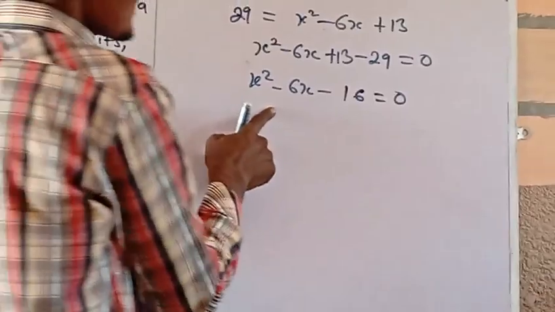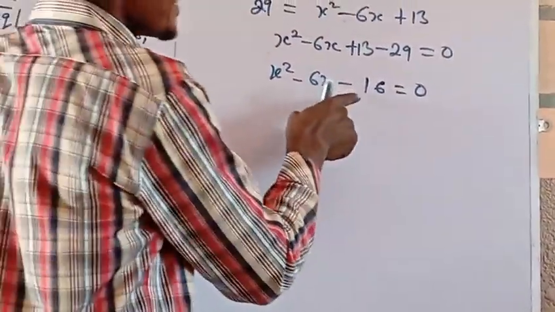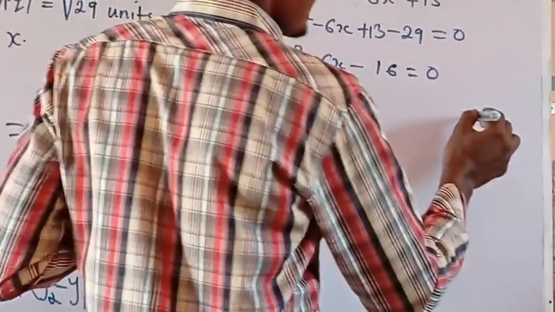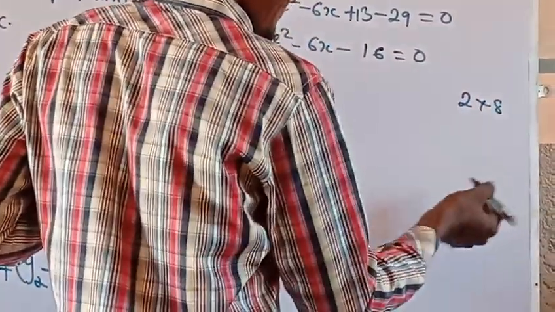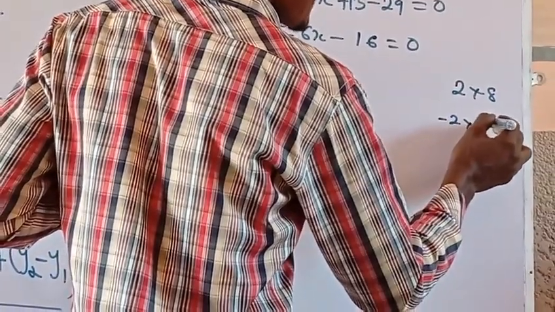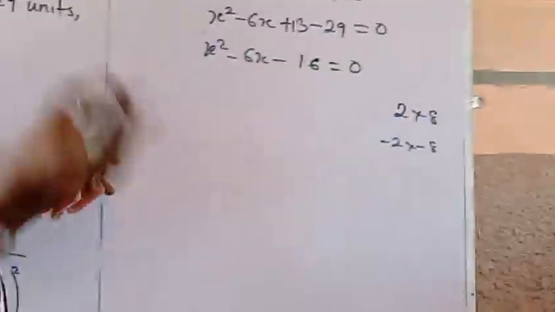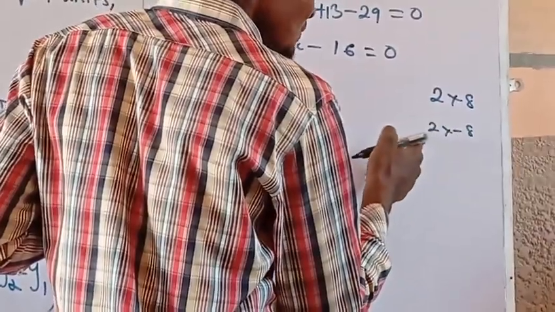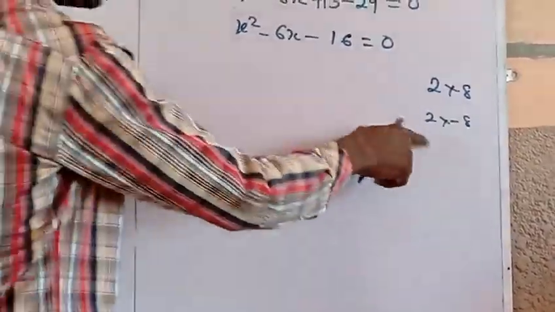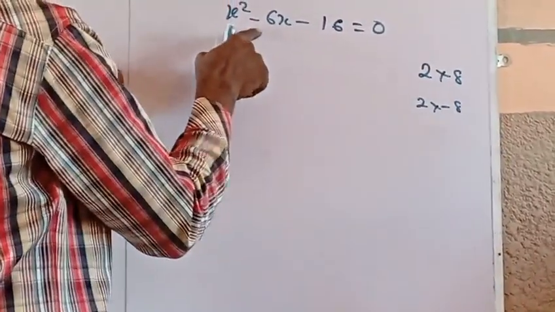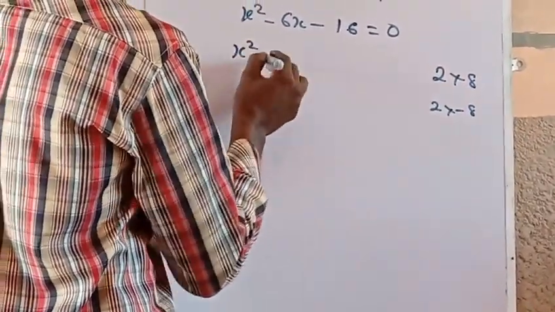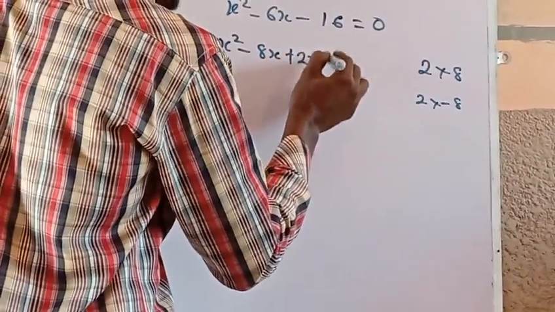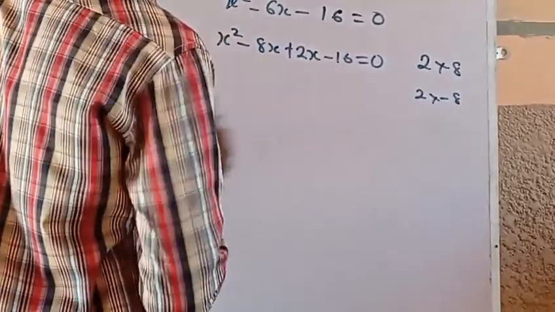By solving this quadratic equation, what are the numbers that multiply to give us minus 16 and add to give us minus 6? We have 2 times 8 giving 16. If we have minus 2 times minus 8, it gives plus 16, so one of them must be positive. So we can have plus 2 times minus 8, which gives minus 16, and adding them gives us minus 6. So now we have x squared minus 8x plus 2x minus 16 is equal to 0.